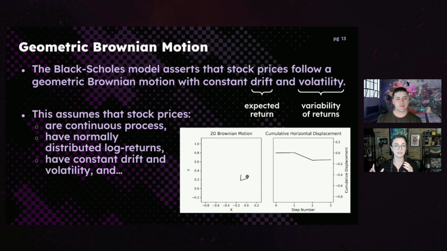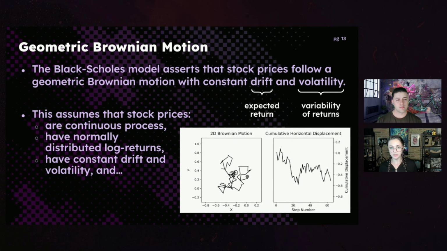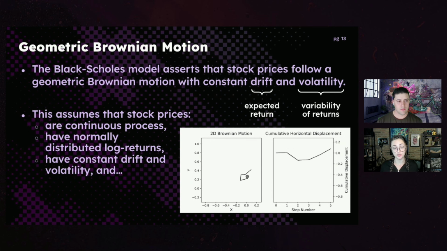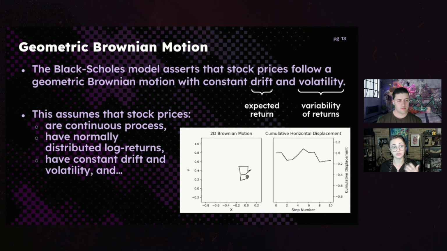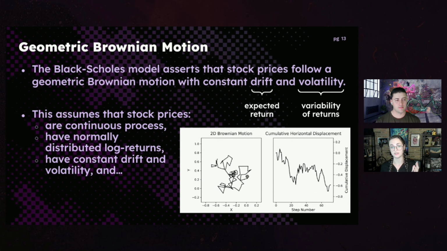And this is where I think a lot of the simulations around stock price movements are really rooted in, this formalism. So the Black-Scholes model asserts that stock prices follow a geometric Brownian motion. We're going to talk about what that means, but specifically with constant drift and volatility. And within the context of stock prices, constant drift is the constant expected return of the stock. We assume that the expected return of a stock is constant, and the volatility or the variability of returns we are also going to assume is constant.